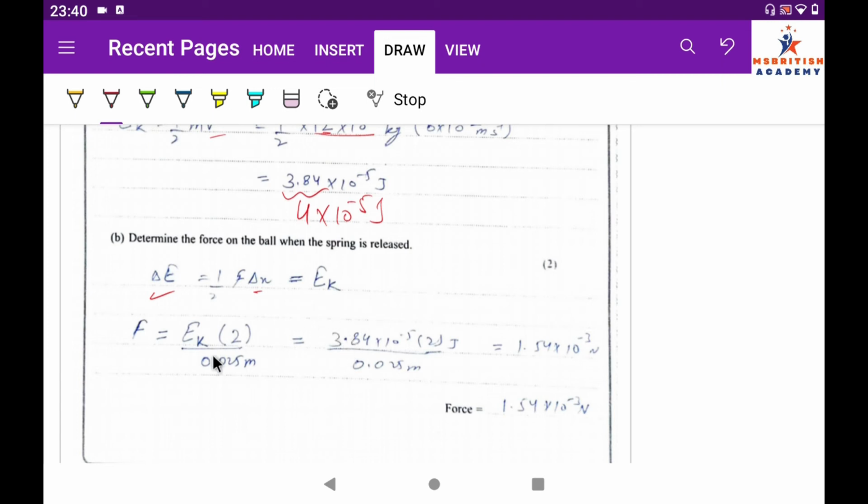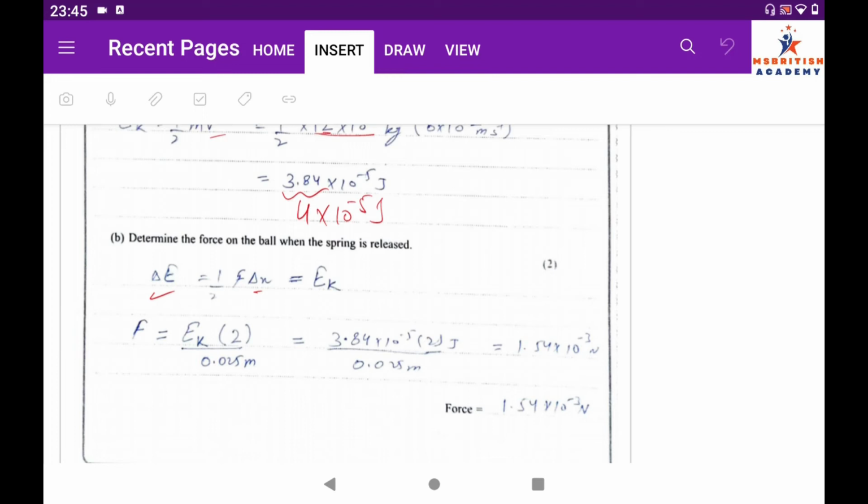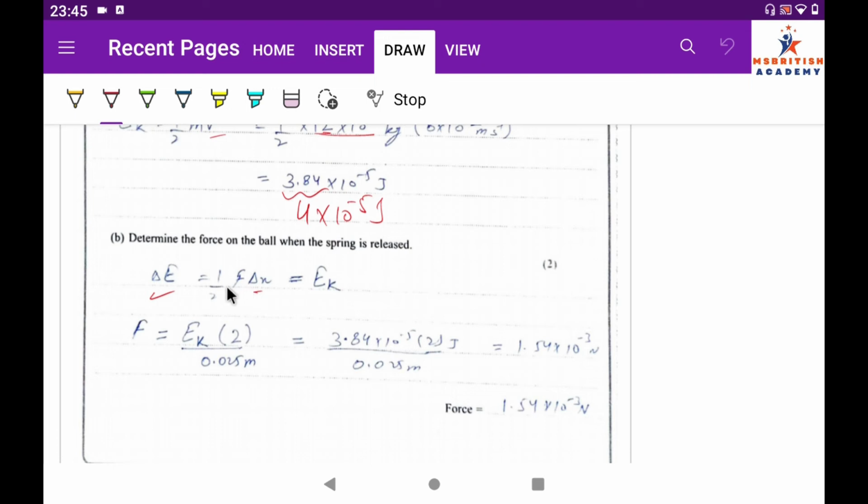So the kinetic energy is 3 point this into 2 divided by 0.025 meter. After calculating, we will get force as 1.54 into 10 raised to 3 newtons. See, I think there is some problem. I think this is half force into displacement. Let me solve it here.